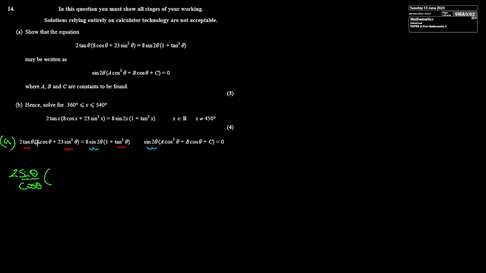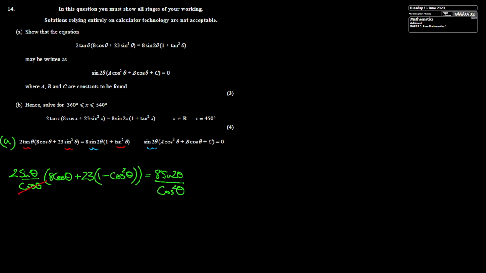I'm going to leave the 8 cos theta alone because it is part of this answer here. But the 23 sine squared theta I'm going to transform into 1 minus cos squared theta using the Pythagorean identity there. We've got another bracket, and that is equal to 8 sine 2 theta. Now, 1 plus tan squared is sec squared, and sec squared is 1 over cos squared theta. So this is divided by cos squared theta.